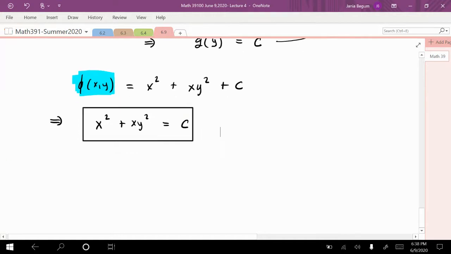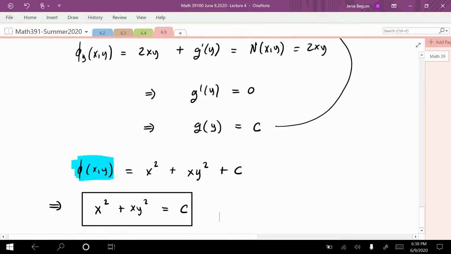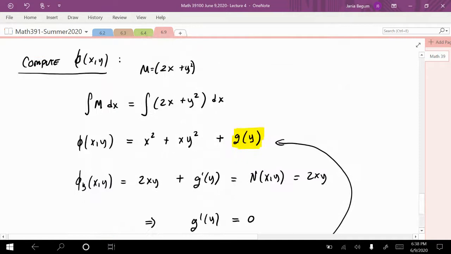How did you get g of y on the top from the integration? Right, so from here to here, I integrated with respect to x, so I got x squared plus xy squared, and then plus a constant c, right? So instead of writing c, we're calling it a function of y, so call it g of y.